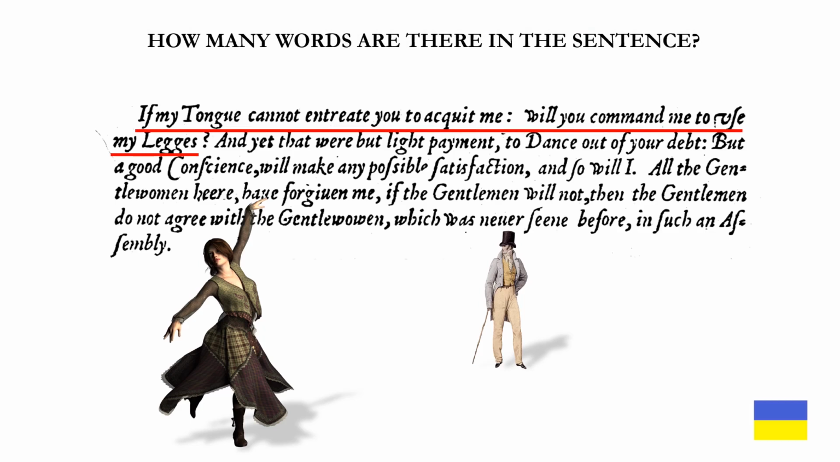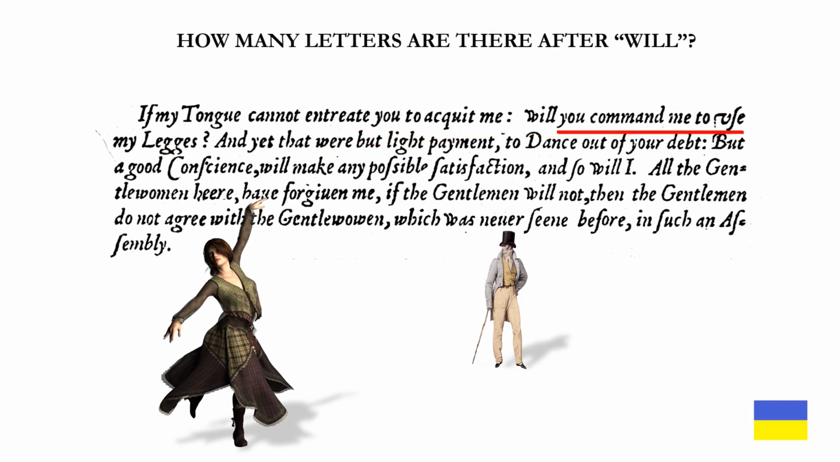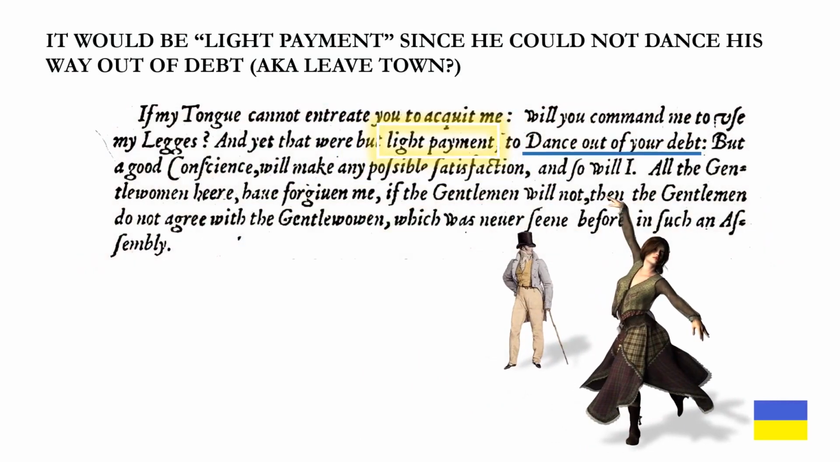In another of what I call a forever clue, in the authorship game, how many words are there in the sentence? And how many letters are there after "will" to the right-hand margin? And of course it would be light payment, since he could not dance his way out of debt, which I say, is this a metaphor for leaving town? To dance out of debt, that's possibly the metaphor for leaving town and not paying anybody.